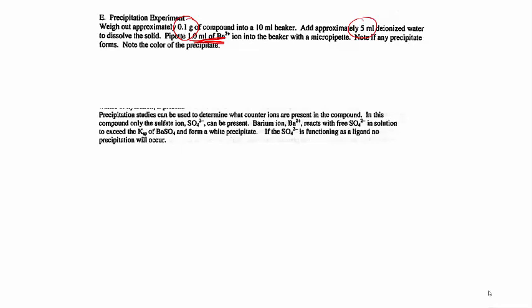Let me pull out a little section here. It says precipitation studies can be used to determine what counter ions are present in the compound. In this compound, only the sulfate ion can be present. Barium ions react with free sulfate ions in solution to exceed the KSP of barium sulfate and form a white precipitate. So if the SO4 2- is functioning as a ligand, no precipitation will occur. What that means is if you see a precipitate, that means SO4 is functioning as a counter ion. It's not part of the coordination compound.